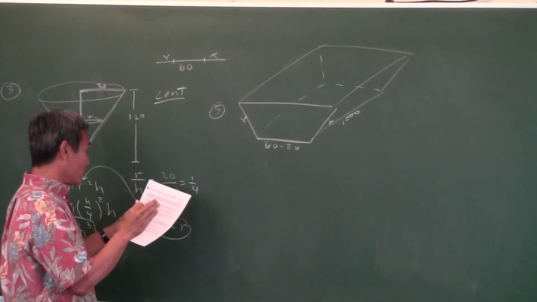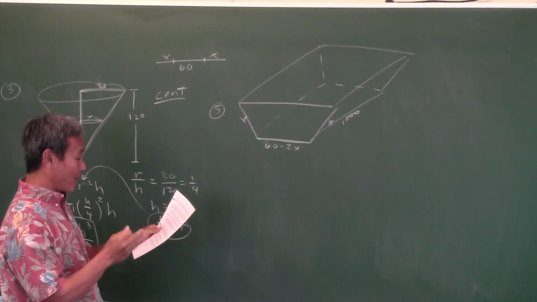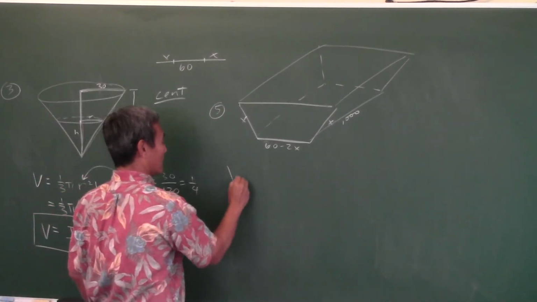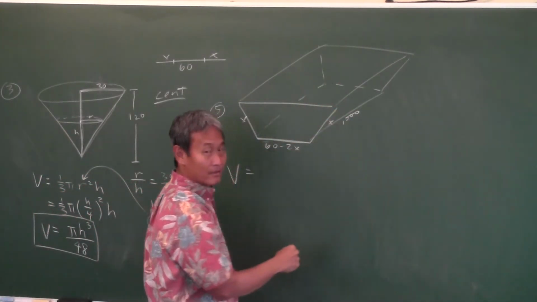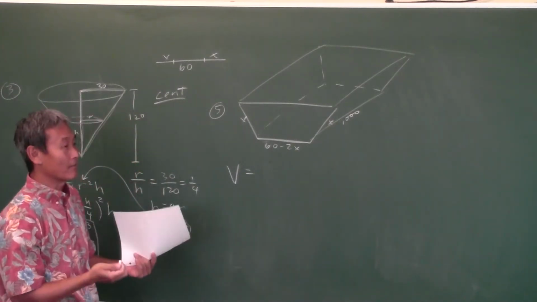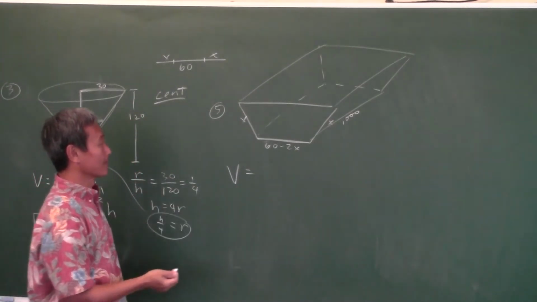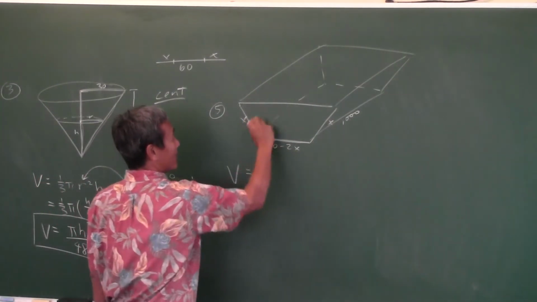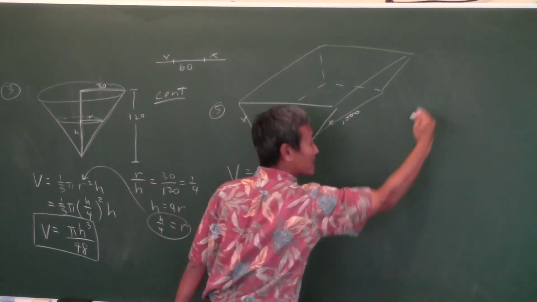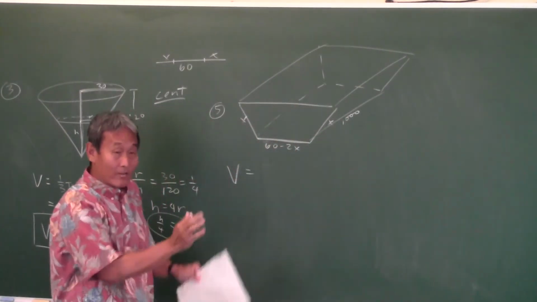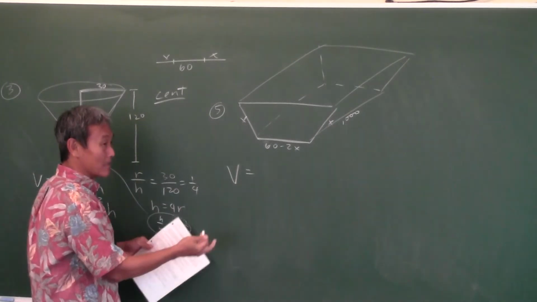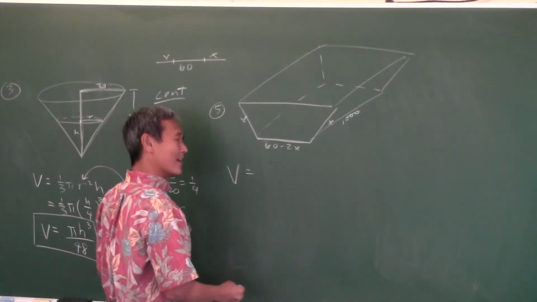Okay, now, it says write the volume as a function of x. How do you find the volume? This is a prism, right? How do you find the volume of a prism? The area of this trapezoid times 1,000, right? Whatever the base is, it doesn't matter what shape it is. In this case, it's a trapezoid. So how do you find the area of a trapezoid?